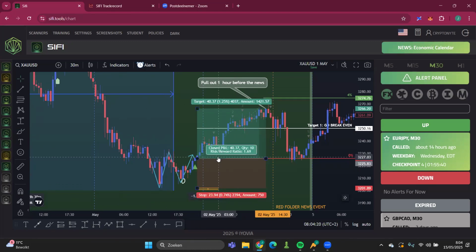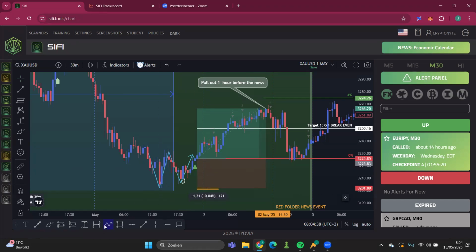And the instructions for me in Sifi are very, very clear. I go in when there is no news and when we have the 3 steps. So those are 4 things I need to go in. If one of the 4 is not correct, I'm not going in. And we have 4 ways to get out.